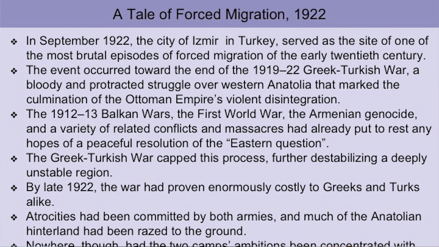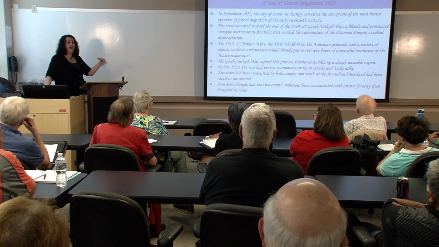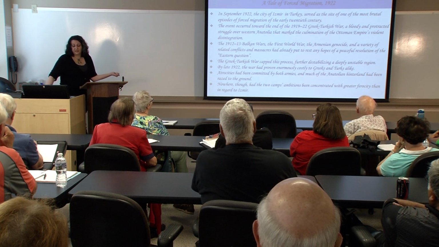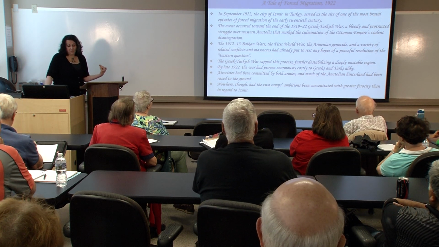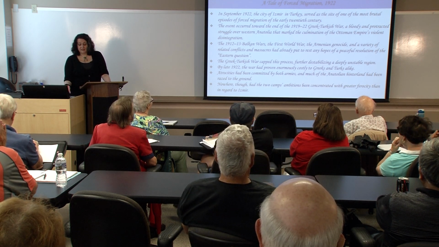But this wasn't the only conflict that had happened in the area. From 1912 to 1913, you had the Balkan Wars, you had the First World War, you have the Armenian Genocide, and a different group of related conflicts, and they all had to do with what would happen to the Ottoman Empire, what was called then the Eastern Question. The Greek-Turkish War capped this process and made the region even more unstable.